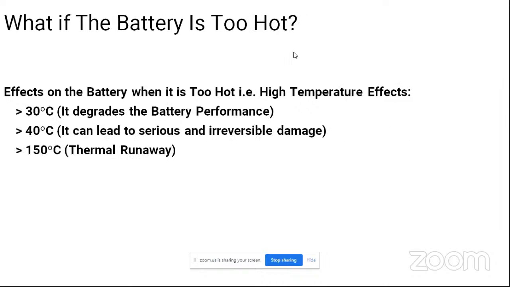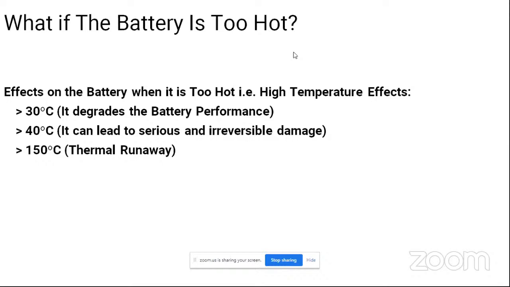What is the higher temperature effect? Suppose our battery temperature gets high. In that condition, what will happen? Suppose the temperature of the battery pack is greater than 30 degrees Celsius. In that condition, it will degrade the battery performance. Second, what will happen if the battery pack temperature is higher than 40 degrees Celsius? In that condition, there will be serious damage, an irreversible damage which cannot be reversed again.